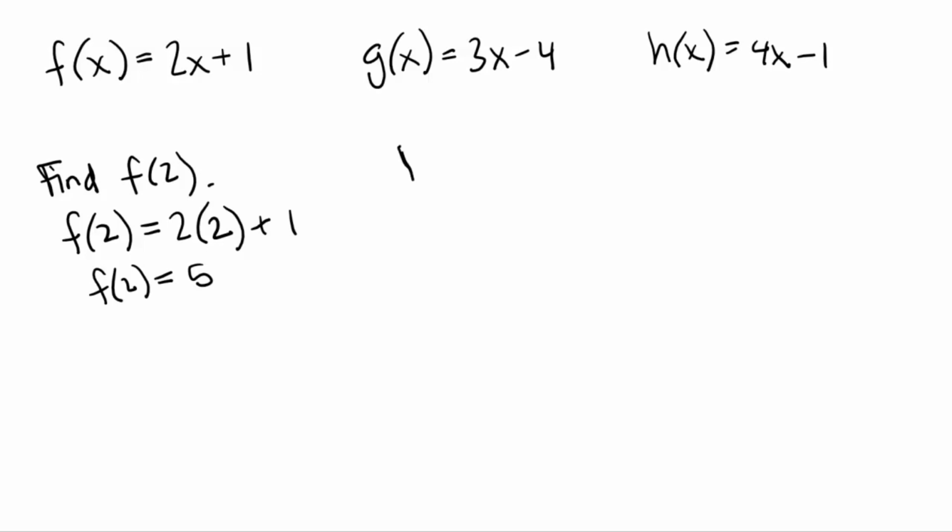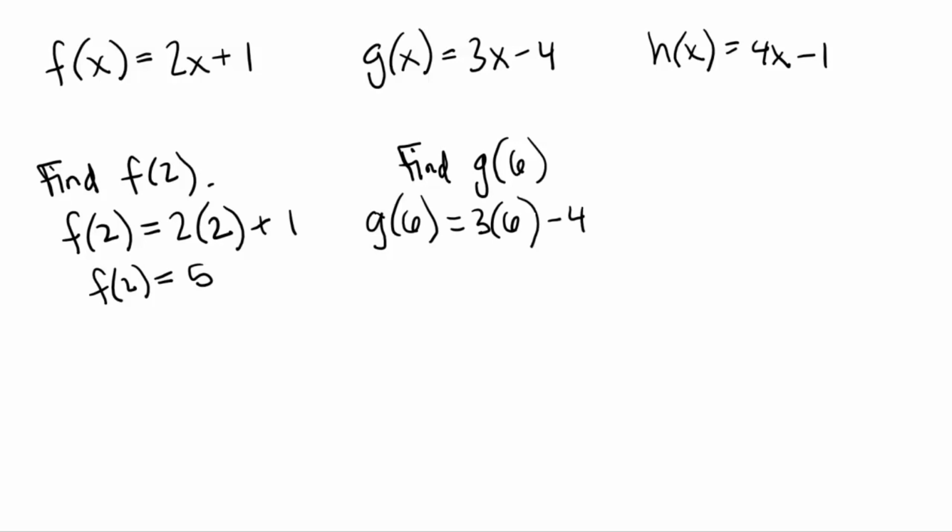And then we might have something that says find g of 6. So then g of 6 tells us we're going to be using function g, and we're plugging in 6 for x. So g of 6 equals 3 times 6 minus 4. So when we have 3 times 6, that would be 18. 18 minus 4 would be 14. So g of 6 equals 14.